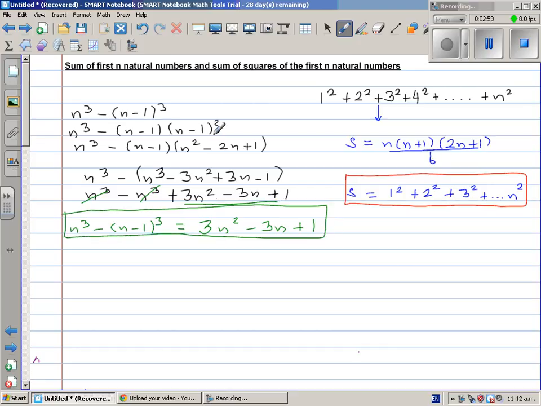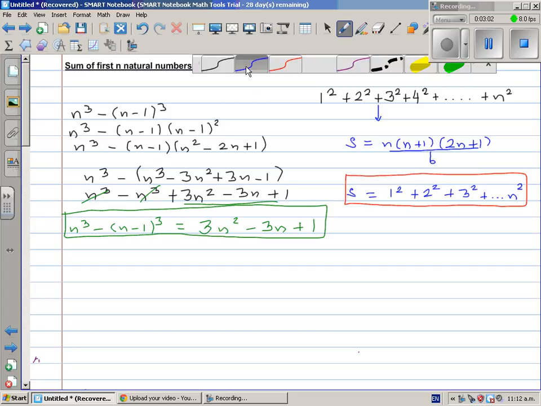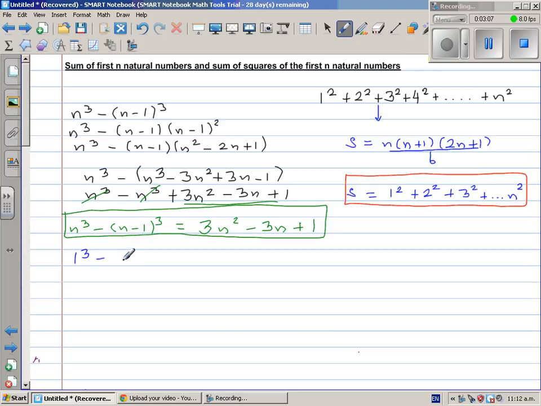Okay, now using this formula, let us start with n as 1. If n is 1, I can write 1 cubed minus 0 cubed. n minus 1 means 1 less than n. So if n is 1, n minus 1 would be 0. So 1 cubed minus 0 cubed, which you know is 1, would be 3 times 1 squared minus 3 times 1 plus 1. Does it make sense? So 3 minus 3 gets cancelled. This is 1. What if it is 2 cubed minus 1 cubed? We know the answer is 8.